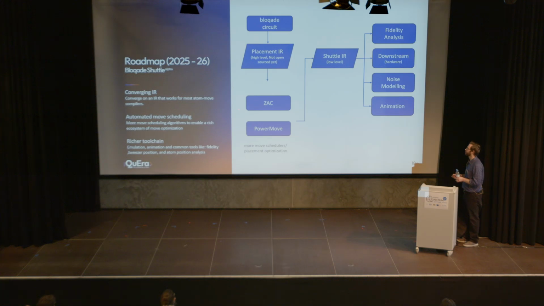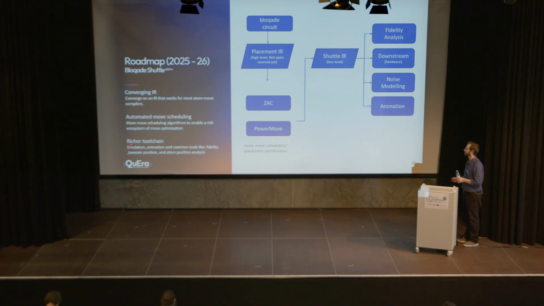And so we've been working with them to try and understand exactly what their compiler does, and how we can get a unified IR that will allow us to integrate multiple neutral atom compilers. Another important milestone would be, after we've converged on the IR, to automate the moves. Part of this is handled by these compilers, but when we have multiple devices, we also want to be able to automate how these moves are assigned to devices and executed in time.